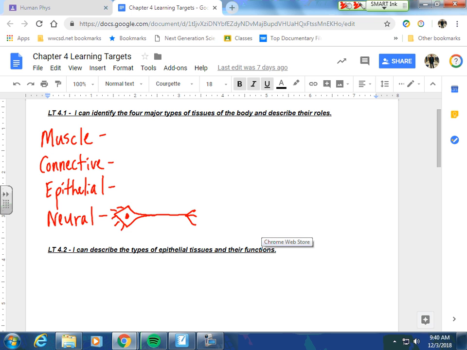Okay, so if you're identifying by what it looks like, again, those pictures, we're going to have to label epithelial tissues, we're going to have to label different types of connective tissues, we're going to have to label different types of muscle tissue, and we're going to have to be able to label neural tissue.